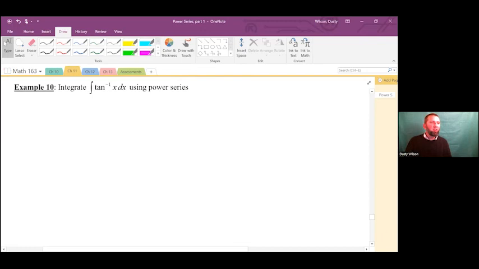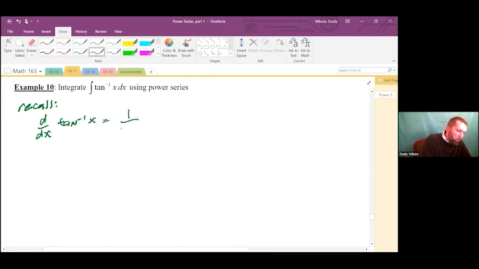In example 10, we want to integrate the inverse tangent of x using power series. And we could evaluate this using Calc 2 techniques by, I believe, using integration by parts. But here we're going to use power series. And to do that, we're going to remember a relationship. So recall that the derivative of arctangent is 1 over 1 plus that argument squared.